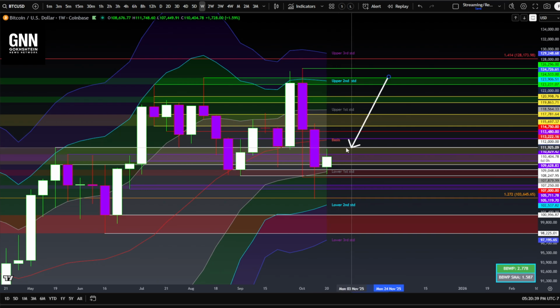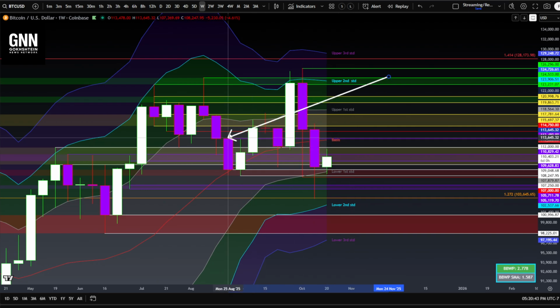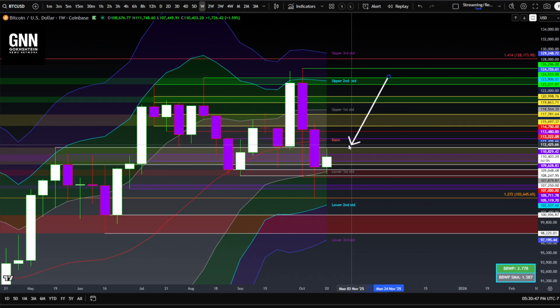If we see 112 getting broken above, where are we looking next? Daily area of interest overhead. This is 113.5. We also have the 114.750 on the daily, but another big daily area is 113.5. And then we look up to the 114.750. That's kind of its own zone before getting to, I think, right after 114.750, it's very easy for price to go and hit 116 to 118.